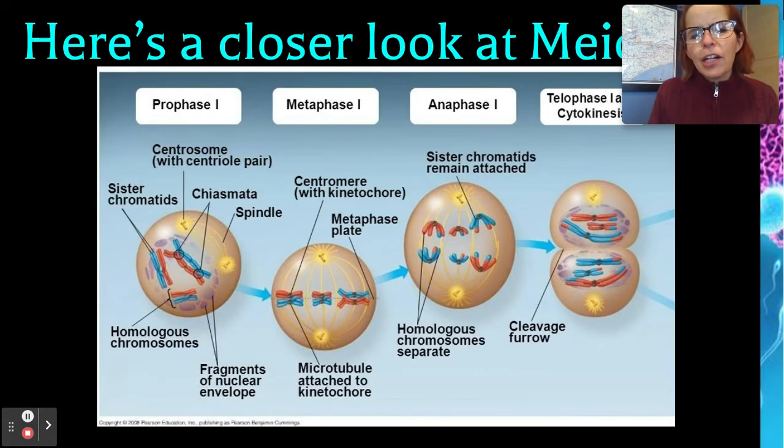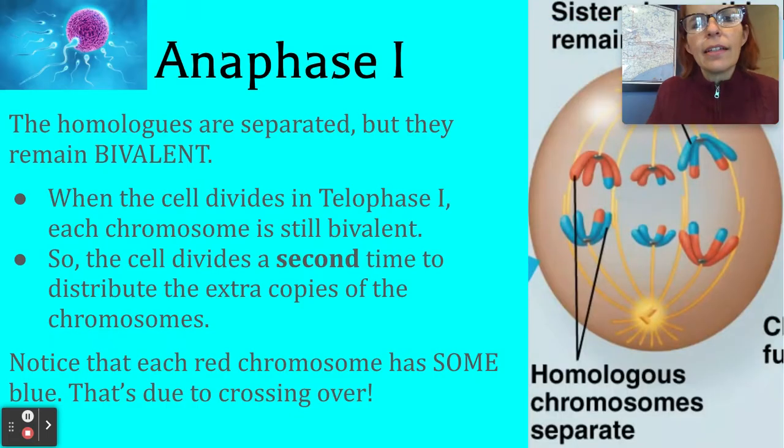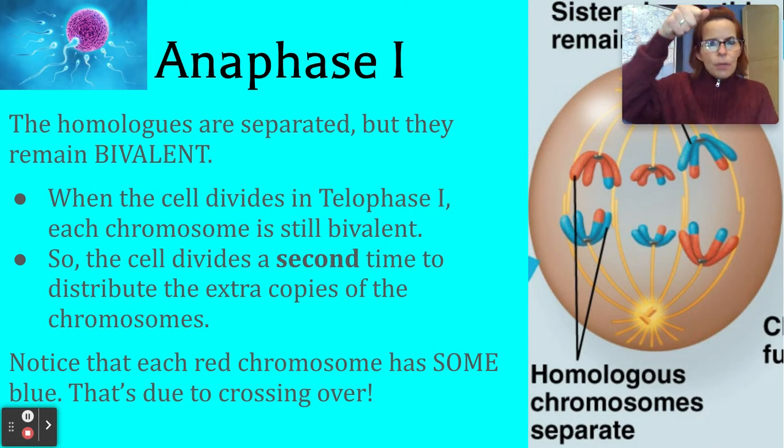Back to the picture, we're on to anaphase. Now this picture here really clearly shows you that the chromosomes have crossed over, and notice that there's a blue chromosome with red tips. So you've got these genetically unusual chromosomes. It says the homologs are separated, but they remain bivalent. When the cell divides in telophase 1, it's going to divide right between them. When the cell divides in telophase 1, each chromosome is still bivalent.